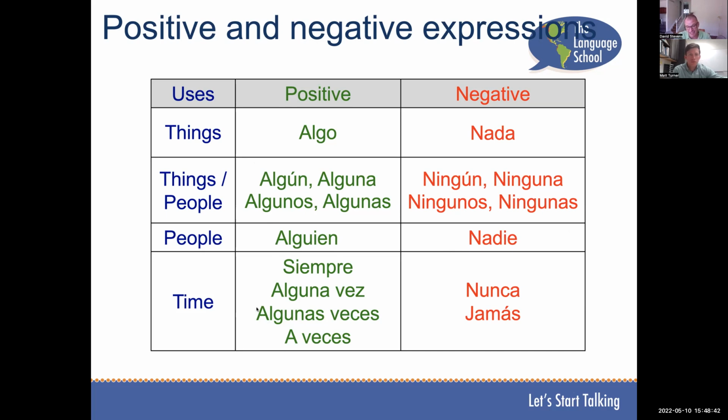Now, if we're talking about time, we've got time expressions like siempre, always. Alguna vez is like saying at least once. Algunas veces can also be used like sometimes, although I would say a veces is a little bit more common for saying sometimes. Versus nunca meaning never and jamás also meaning never. So why are there two words for never? Nunca can be used to talk about something like you've never done in the future, and jamás is more for something like you'll never do again, if that makes sense.